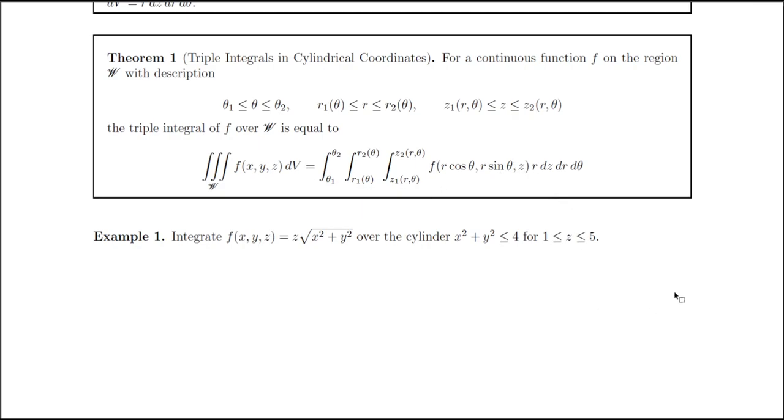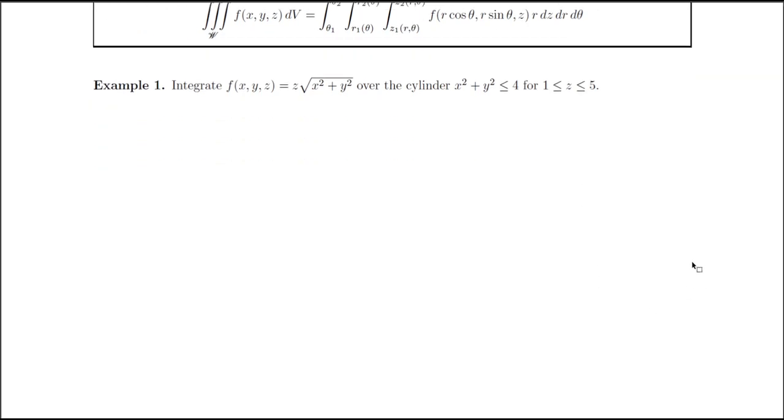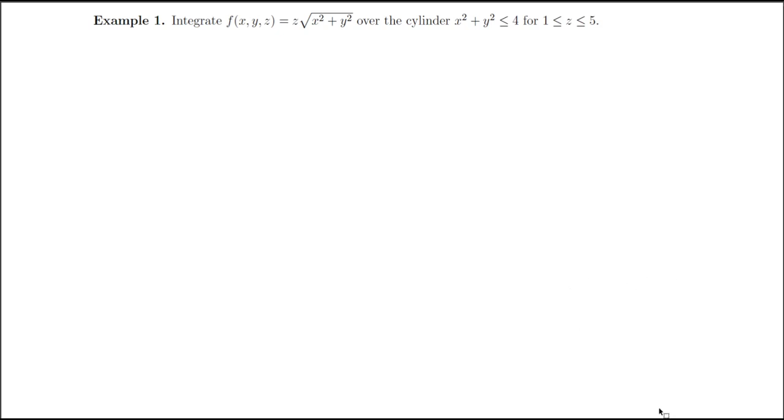All right, so let's get started on example 1. We are to integrate z times the square root of x squared plus y squared over the cylinder x squared plus y squared less than or equal to 4, for z between 1 and 5.